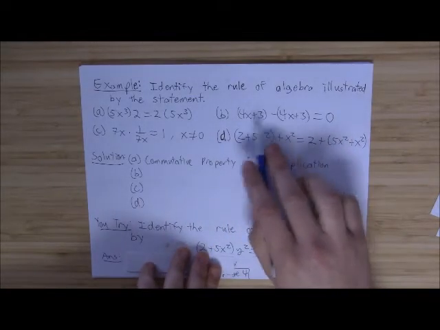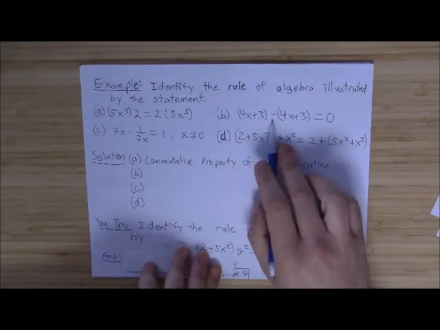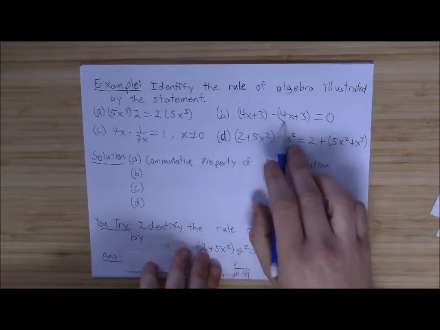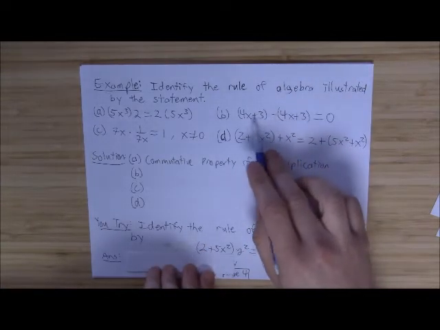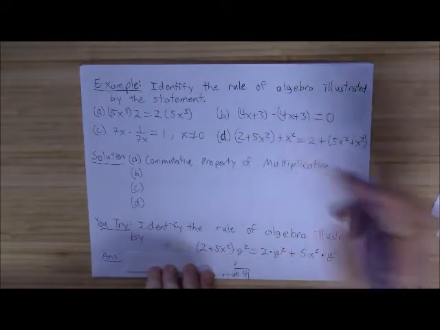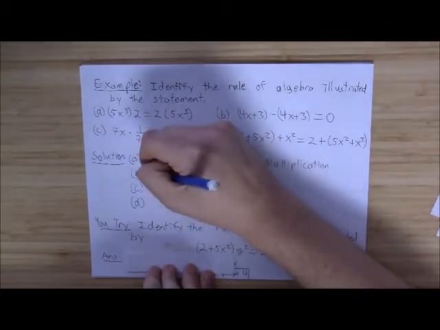Also, we see with this one, we're taking 4x plus 3 and subtracting off the same number. That's the same as adding the negative. We'll talk about that in a moment. Which gives us 0 back. That would be the additive identity property.